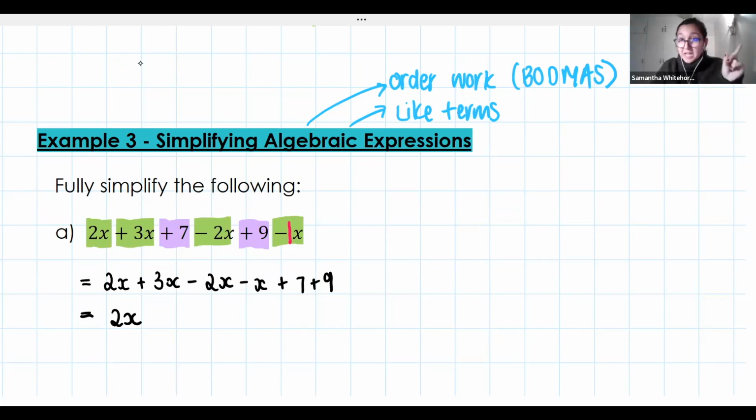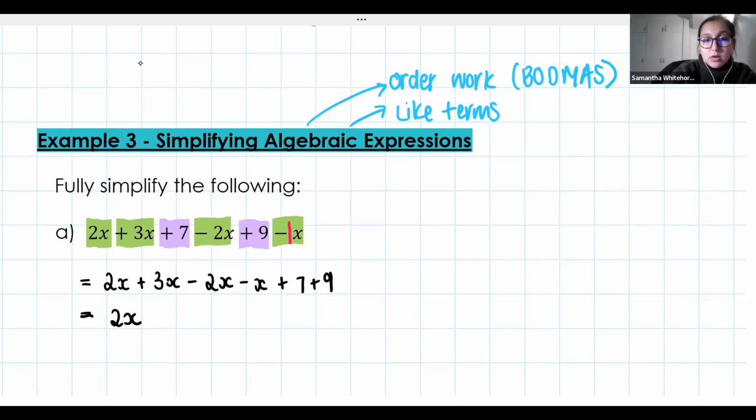Please remember that when you add and subtract your like terms, those exponents, thank you, Simone, those exponents do not change. Exponents only change when you multiply or divide. When we add or subtract, exponents don't change. I'm going to write that note down for you just now.